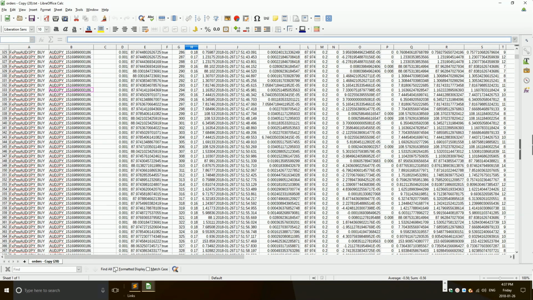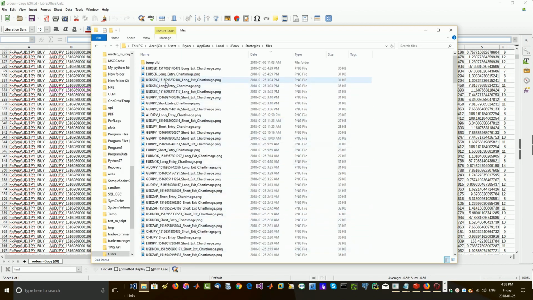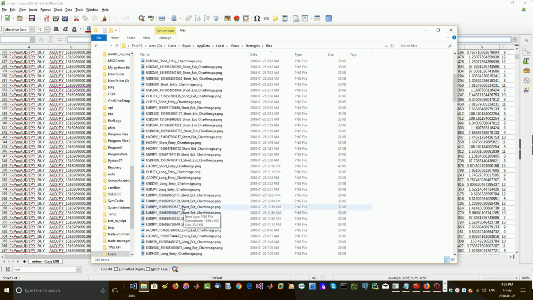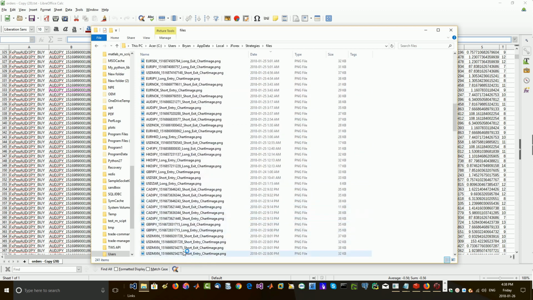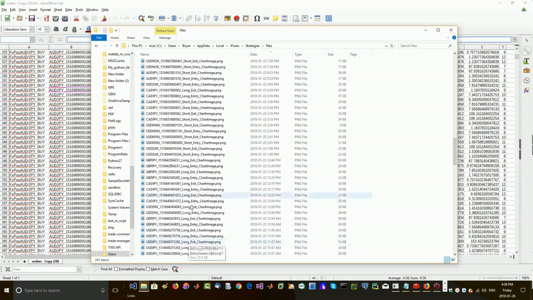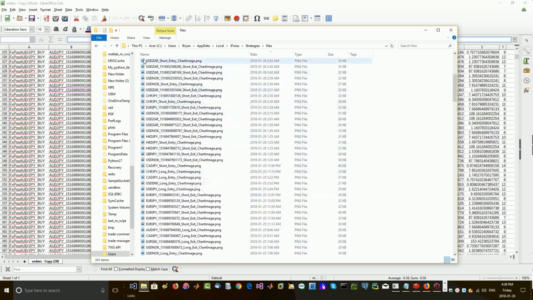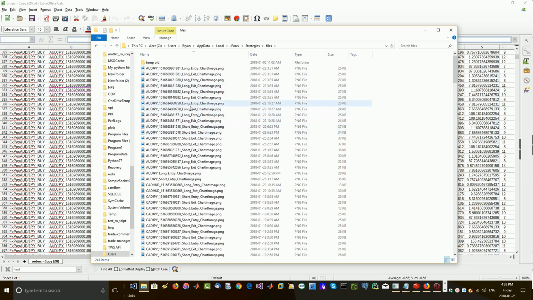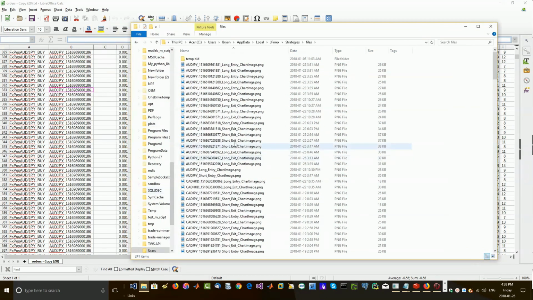151186 ending in 186. That's the Australian Japanese yen. In here I've got my charts. Here you can see I track both the entry and exit of each one. So we are looking for 186.